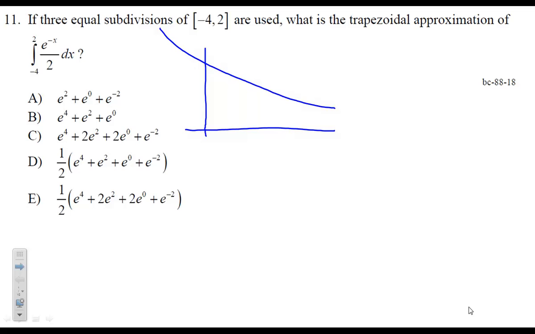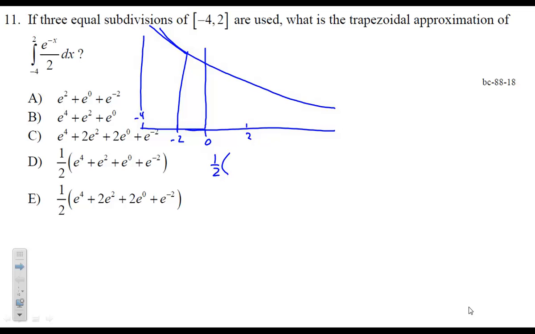I could have drawn this better. Let's say here's negative 4 and here's positive 2. And if I'm going to break it into three subdivisions, I've got negative 4 to negative 2, negative 2 to 0, and then 0 to 2. Now we're going to say, well, what about the trapezoid that's in that first one? What's the area of that first trapezoid?